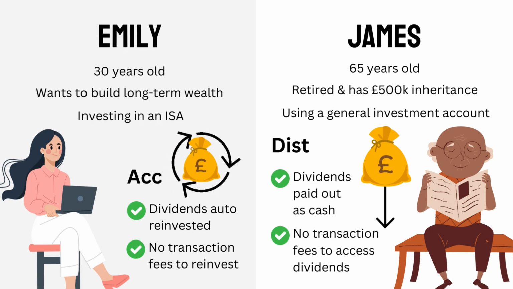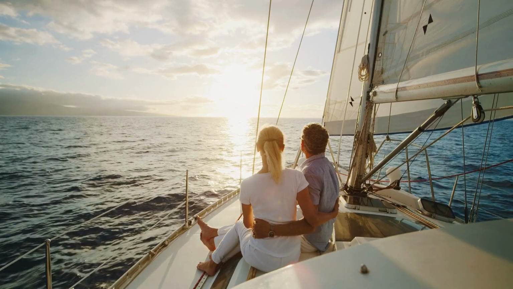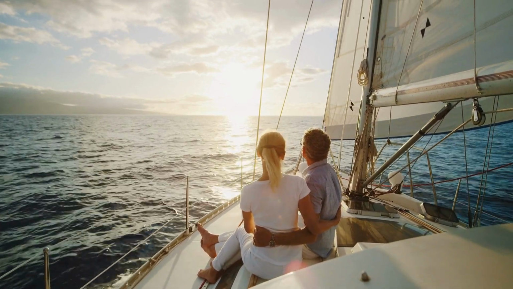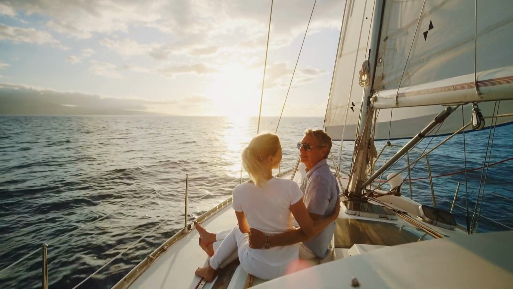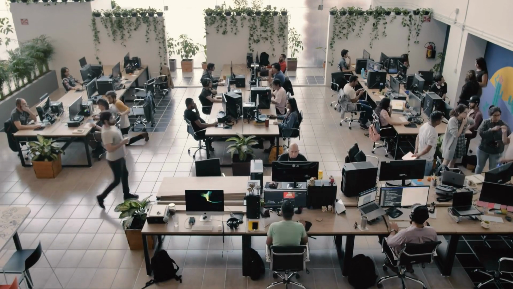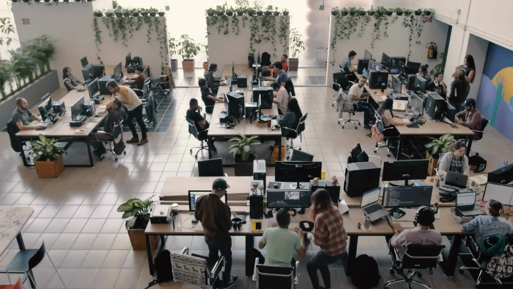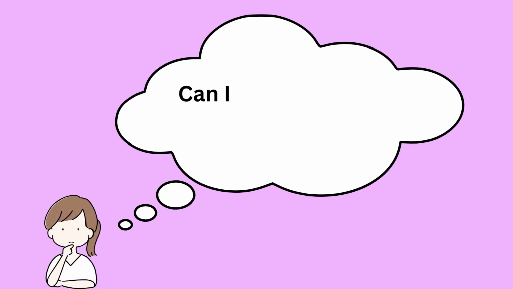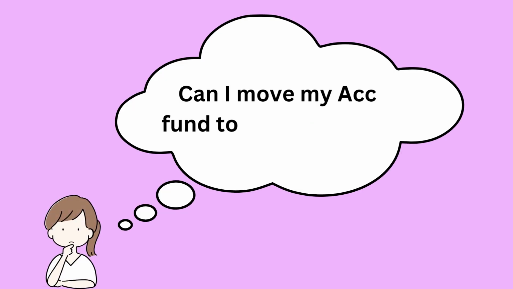So you can see how both types of fund can be useful to different types of investors in the UK. The distributing share class is a clear winner when it comes to retirement. So what if you don't want to receive dividends yet, but will do at some point in the future, when you retire, for example? You might be wondering if you could switch to a distributing fund then, and the answer is maybe.